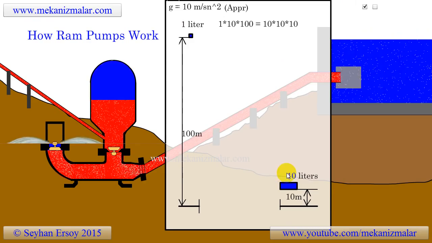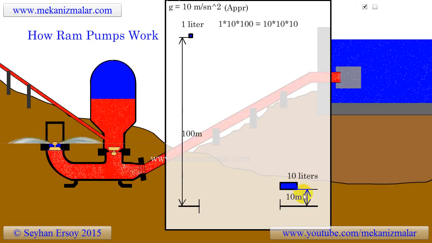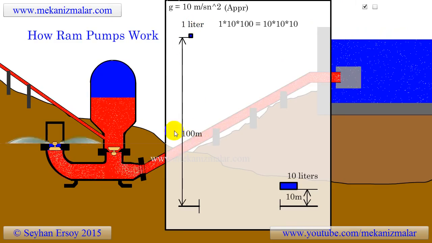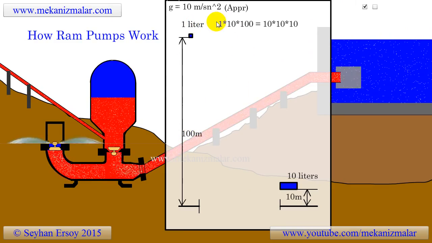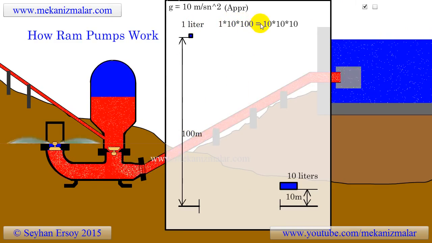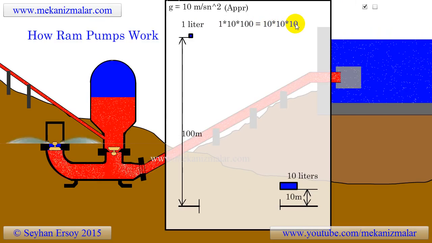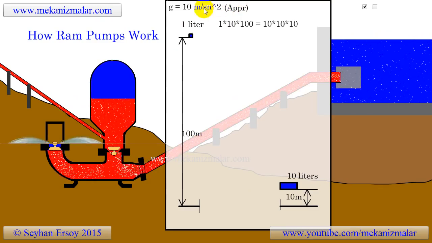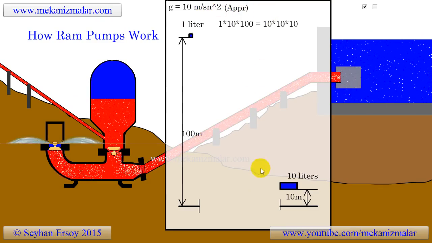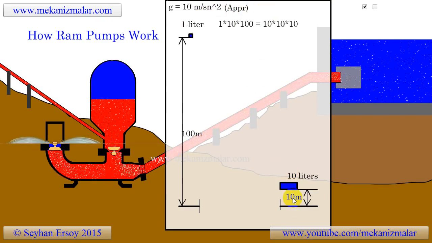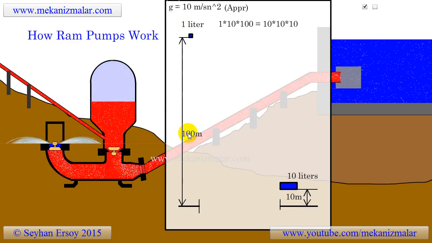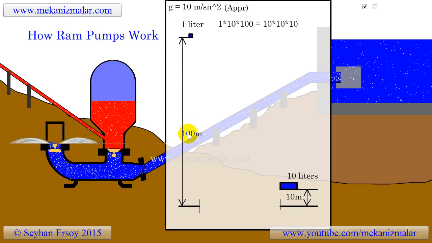As you can see, 10 liters of water with a water head of 10 meters has the same potential energy as 1 liter of water with a water head of 100 meters. The potential energy for both is approximately 1 kilojoule. Assuming we have 100% efficiency, this means that a water flow of 10 liters per second at a 10-meter drop has enough potential energy to pump 1 liter of water per second up 100 meters.